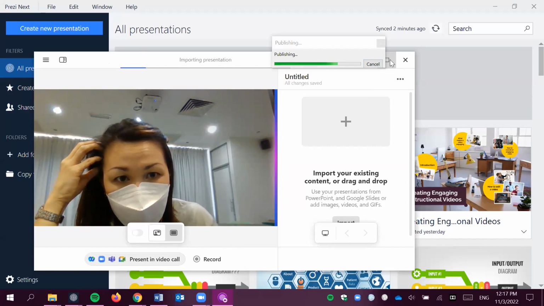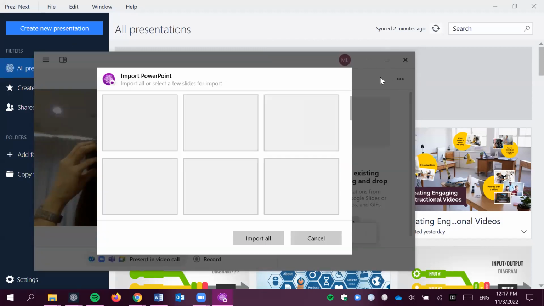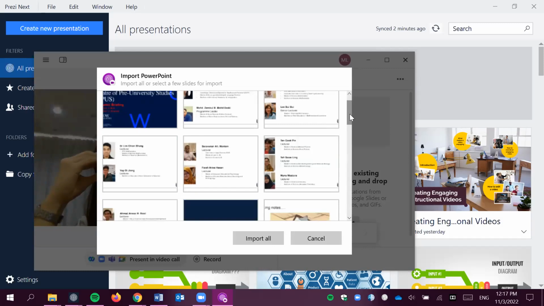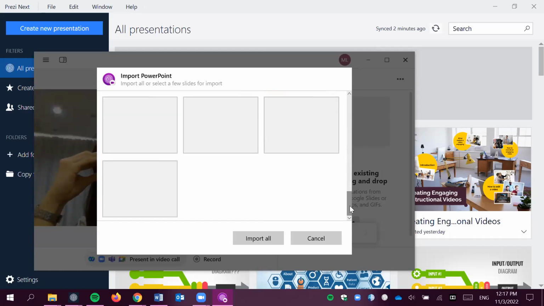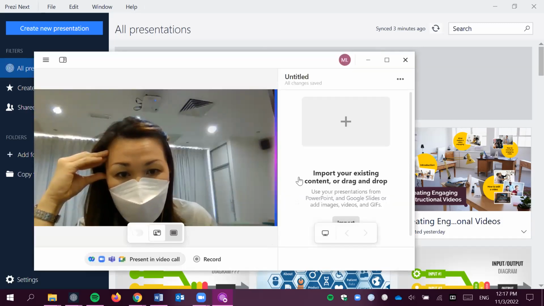Okay. Yep. So you will see it appears at the side here afterwards. It's converting now. Okay. So they will also ask you whether you want to take all these slides into Prezi or take selected slides. You can also choose selected slides. If I choose import all, it will take everything in.